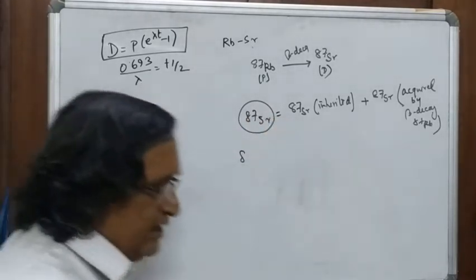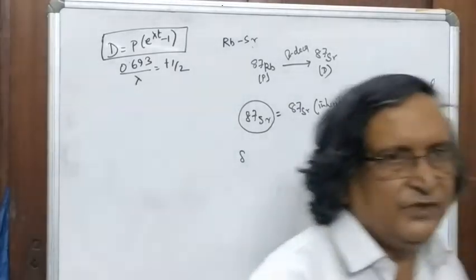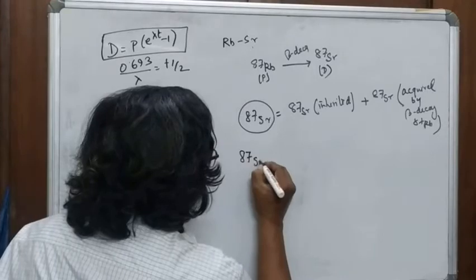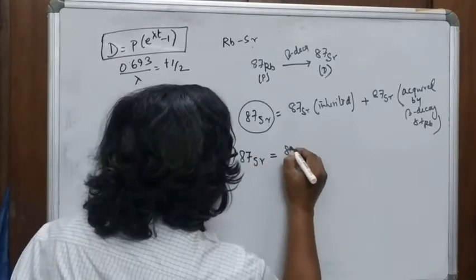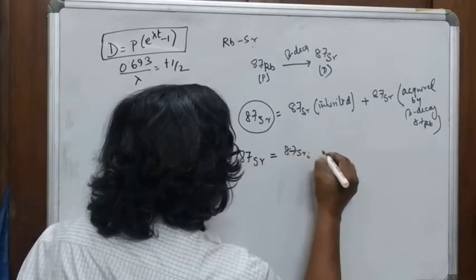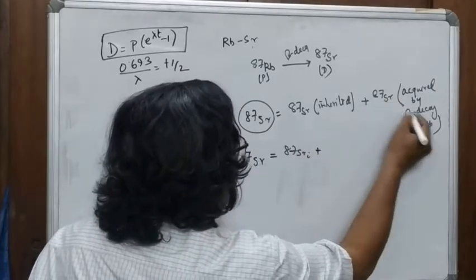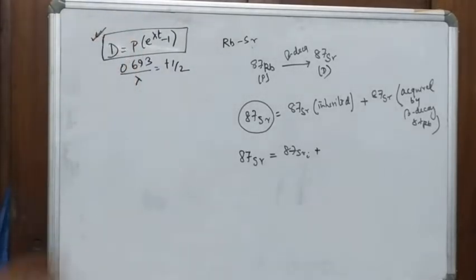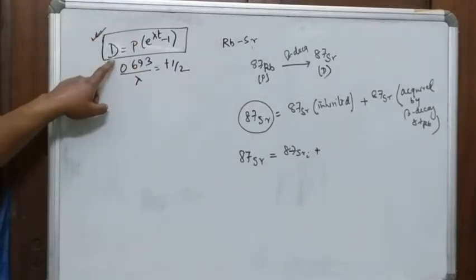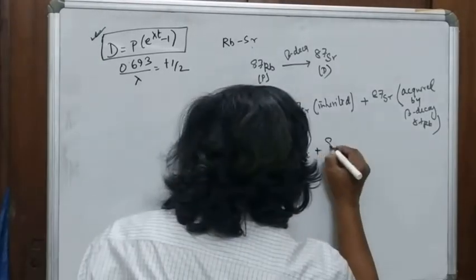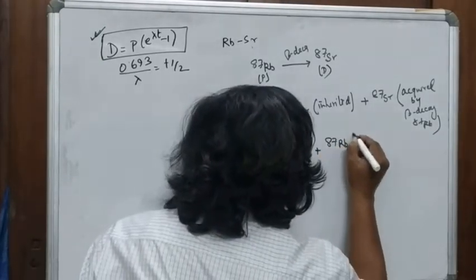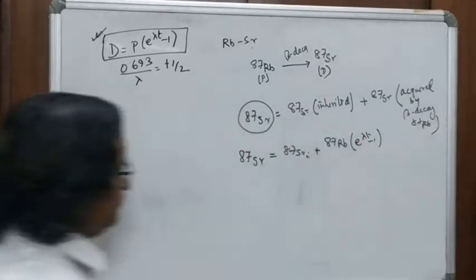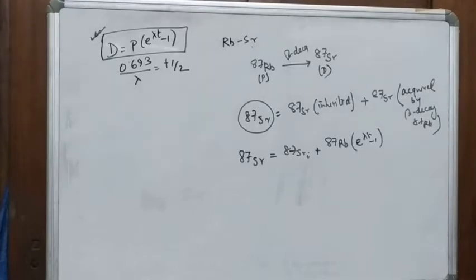You pick a basalt and you would know, okay, this is the amount of 87 strontium now. So this 87 strontium is equal to 87 strontium initial plus the 87 strontium that you acquire by decay, and that is the equation that you use. So how much 87 strontium? The parent is 87 rubidium times e to the lambda t minus 1.